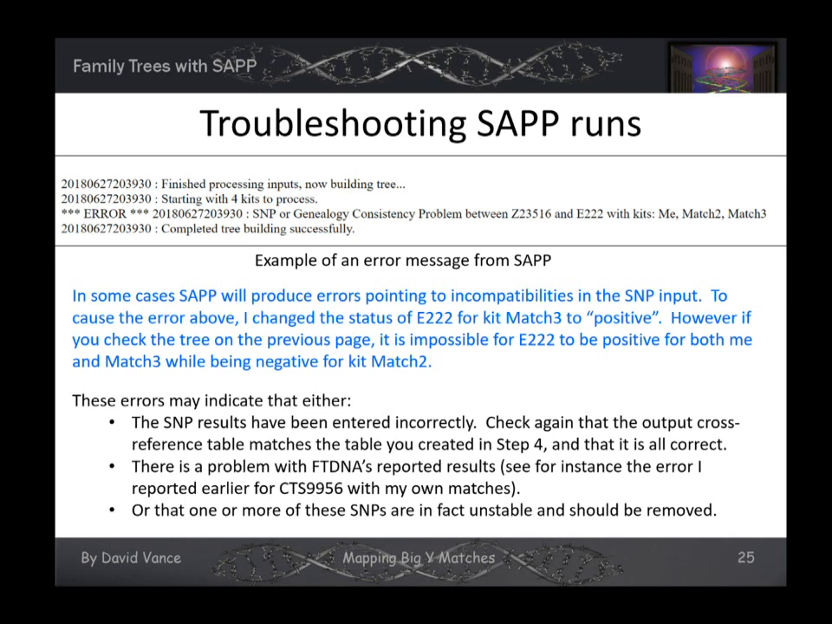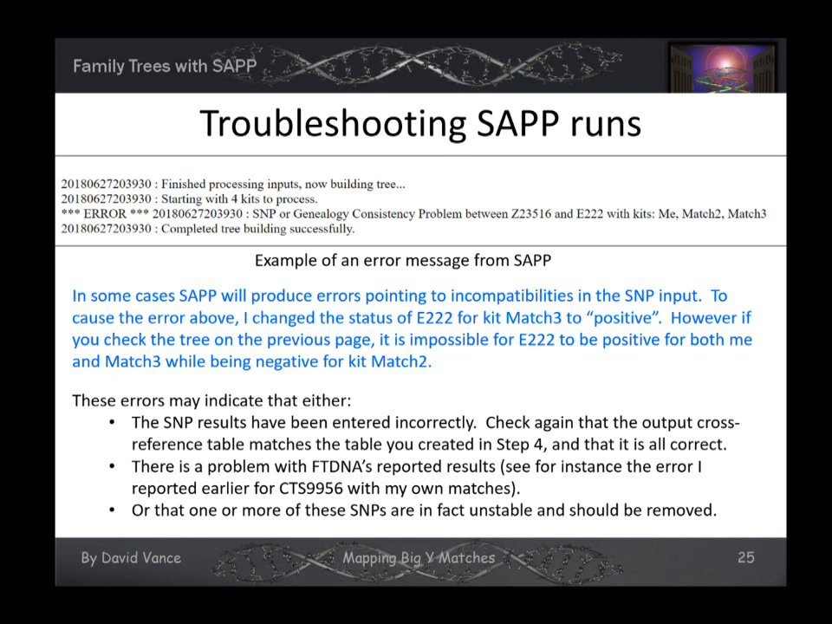So what do those errors mean? If you didn't force one, if you didn't try to make this happen, and you still get errors like this, what are the likely reasons for it? Well, there's really three reasons for it. The first reason is that you've potentially entered the SNP results incorrectly. You will have to go back for these SNPs, and the whole reason that it's showing Z23516 is that that's the basis for why it put match 1, 2, and 3 together in the first place.